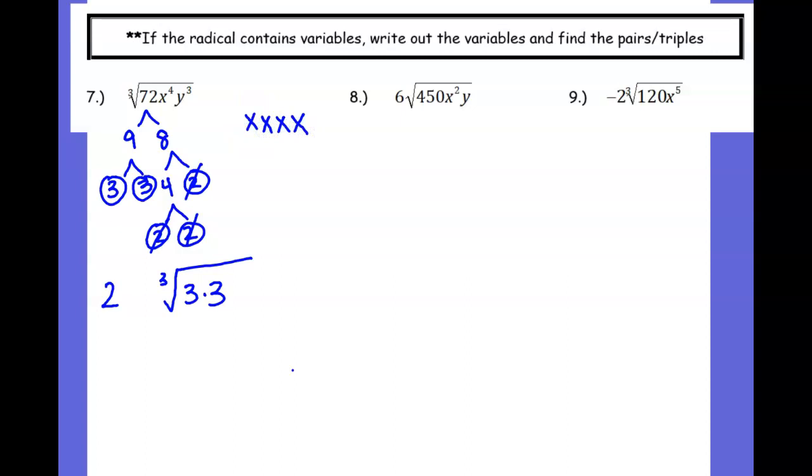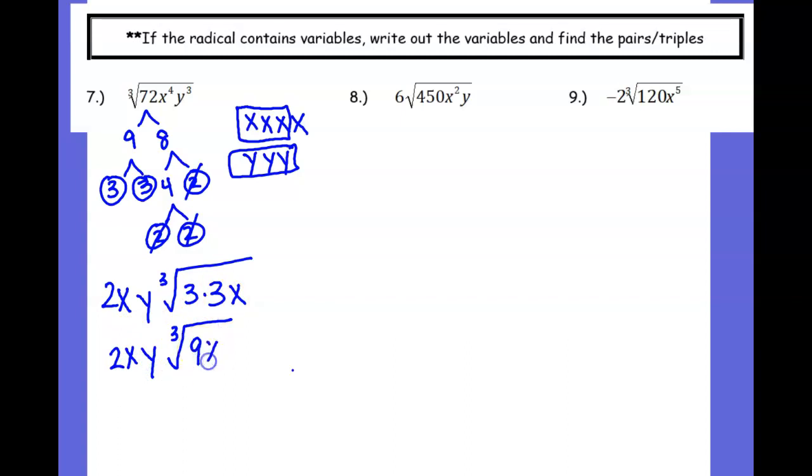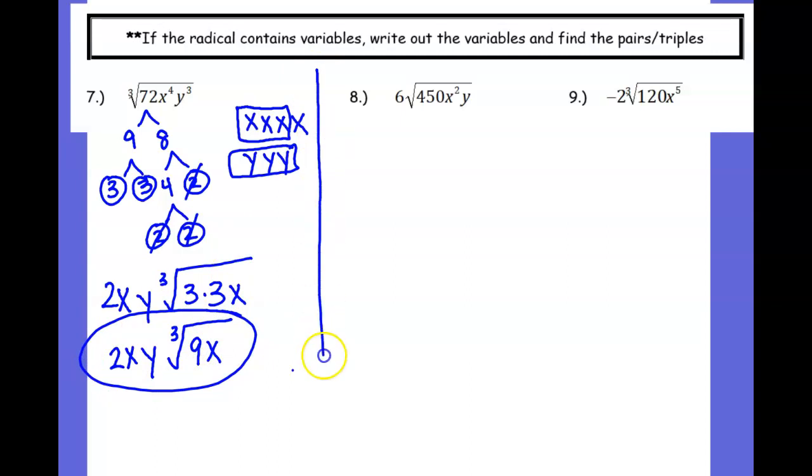All right, so with the variables, if I have x to the 4th, okay, I have 4 x's. I'm looking for how many triples I have. I have 1 set of triples, so there's x to the 1st power with 1 x left over. Now with y to the 3rd, I just have 1 set of triples with nothing left over, so nothing goes in. So when I multiply, I end up with 2xy cube root, and it's going to be 9x. Okay, so there's our answer there.